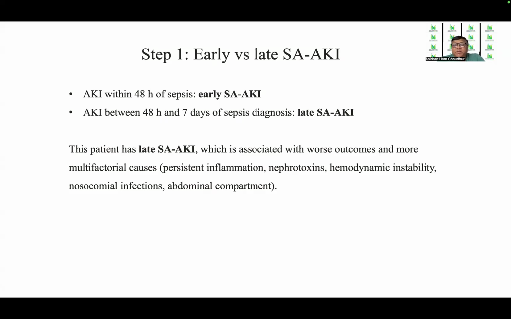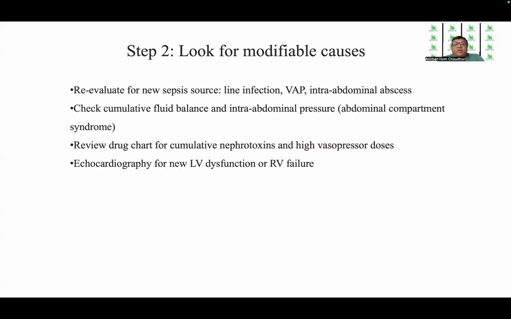persistent inflammation, nephrotoxins, hemodynamic instability, nosocomial infections, abdominal compartment, and so on. So these are the patients who are likely to have a very poor outcome. So we have to look for the modifiable causes, re-evaluate for a new sepsis source, whether there is an infection from the central line, whether there is ventilator-associated pneumonia, whether there is an intra-abdominal abscess, etc.